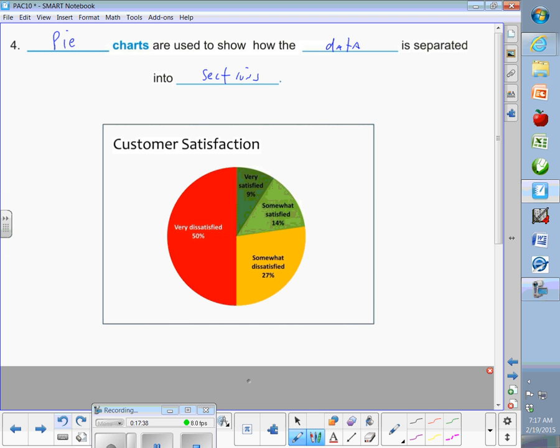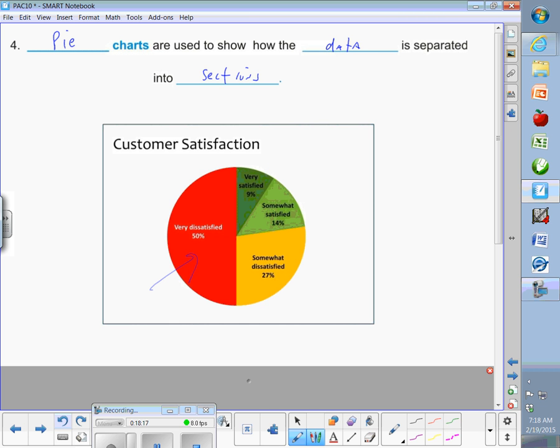But notice here, you can clearly see that by far, most people were dissatisfied and very dissatisfied. 50% were very dissatisfied. That's not good. And then you go with, you know, very satisfied, only 9%, somewhat satisfied, 14%. Somewhat dissatisfied, 27%. Whatever this was, it was not good because a total of 77% were dissatisfied. Okay, at least somewhat to very dissatisfied. But the pie chart tells you the breakdown of that information.